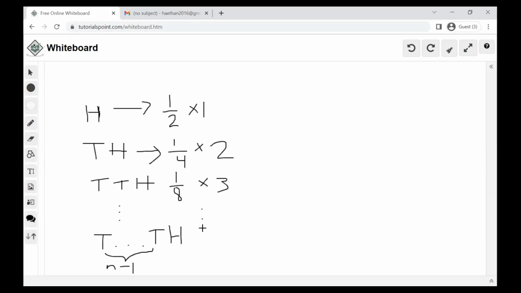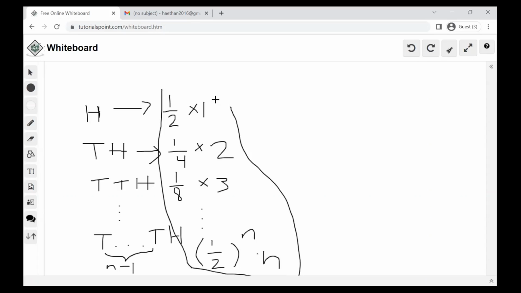The probability that you need n flips is 1/2 to the n, and then you multiply that by n, because we're using the definition from earlier, where we're taking the average of all these occurrences and weighting them with the probability. So then we just need to find the sum of 1/2 to the n times n.